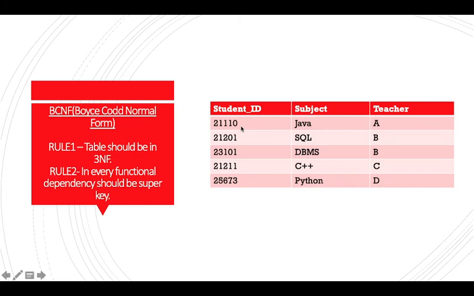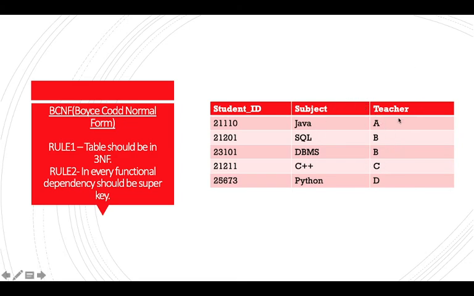But if you notice, teacher can also give you subject, right? Teacher can give me SQL, teacher C can give me C++, teacher D can give me Python. But if you notice here, a teacher can be teaching more than one subject. In this table, teacher B is teaching SQL as well as DBMS. So can we make this teacher a super key? I don't think so, because it is not going to fetch us a unique value.